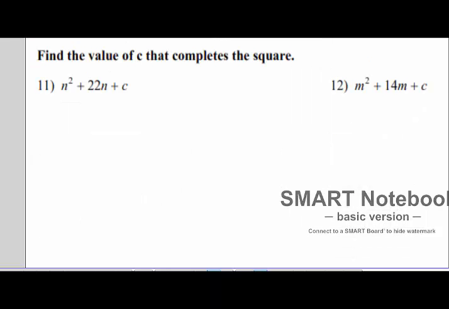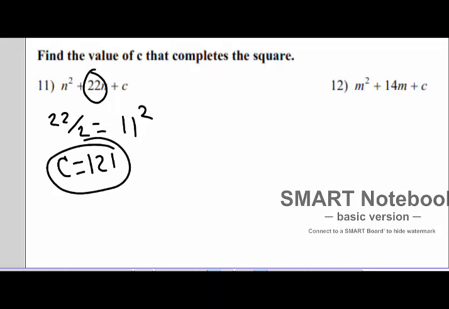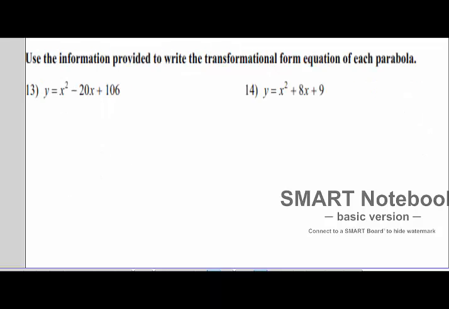Alright. So completing the square, you should be able to find the value that completes the square. Remember, you find that by taking half of the b value and then you square it. So our c value here should be 121. So there's number 12 here, same thing. Half of 14 is 7. 7 squared is 49. So that's what our c value should be. Take half of the b value and square it.